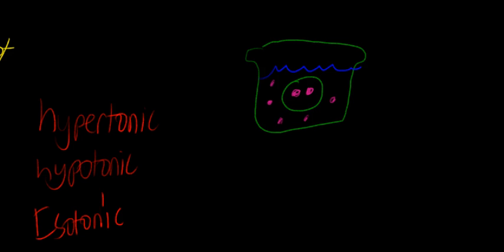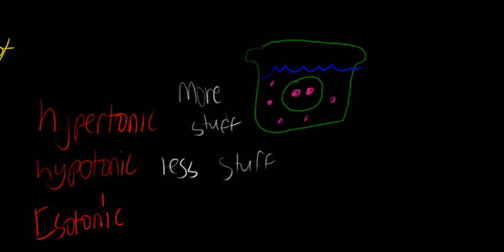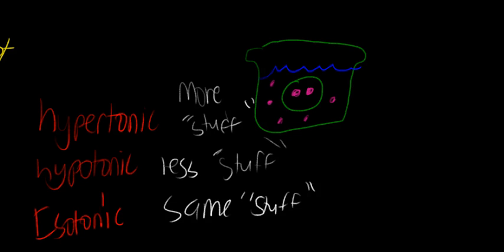Well, the term hypertonic means more stuff. Hypotonic means less stuff. Isotonic means same stuff. Put quotations around those. What it really means is more solutes, but we're going to refer to it as stuff because it makes a lot more intuitive sense. Now, which one of these has more stuff? Go ahead and pause the video, think about it. Okay, so which one of these has more stuff? Well, it would be the solution.